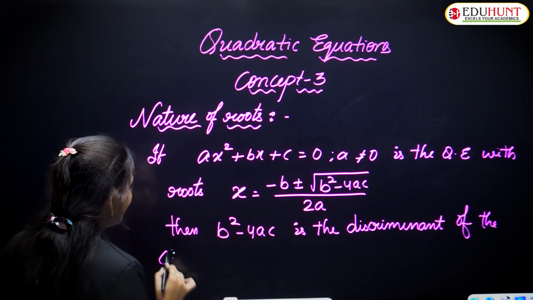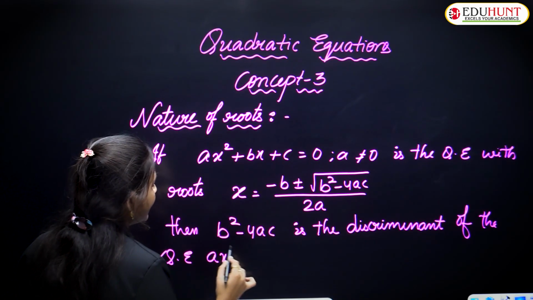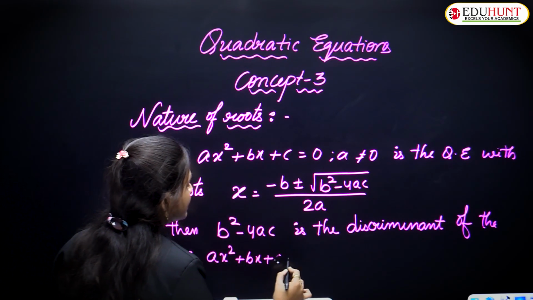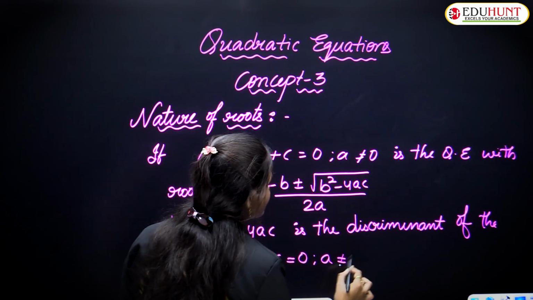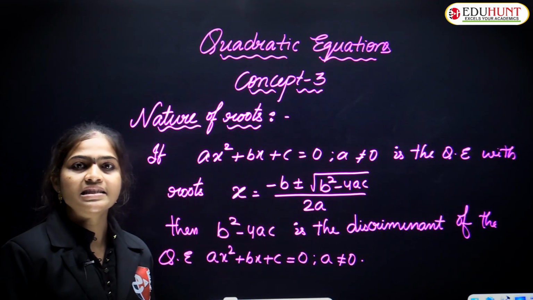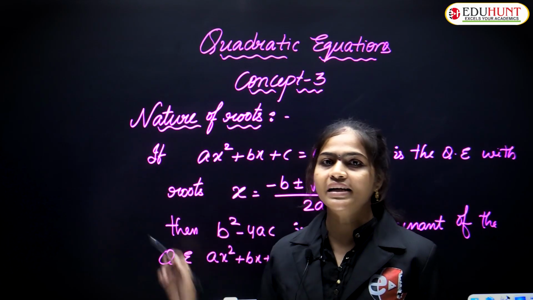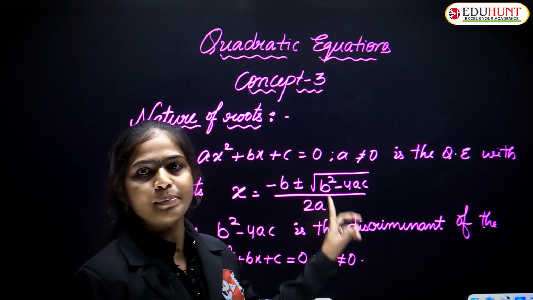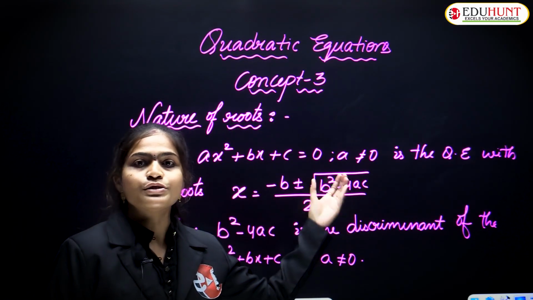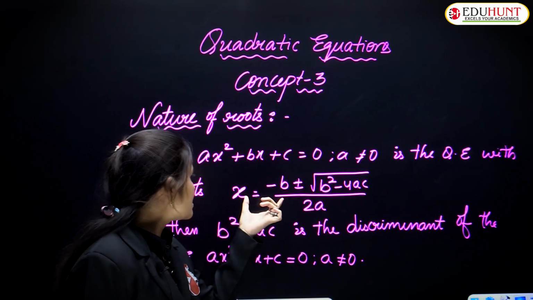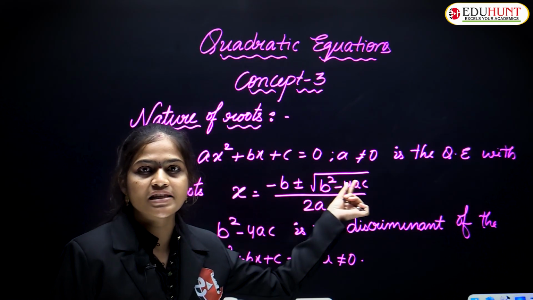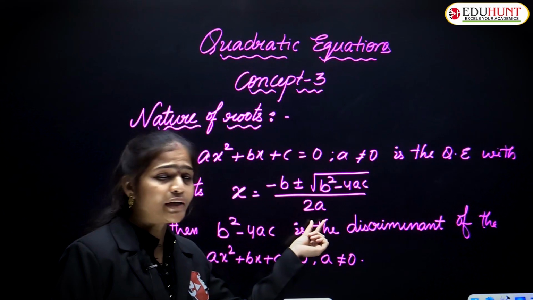The discriminant of the quadratic equation ax² + bx + c = 0, a ≠ 0. Understand? So this is the definition of the nature of roots. Once again, the quadratic equation is ax² + bx + c = 0, which has roots x = (-b ± √(b² - 4ac)) / 2a.